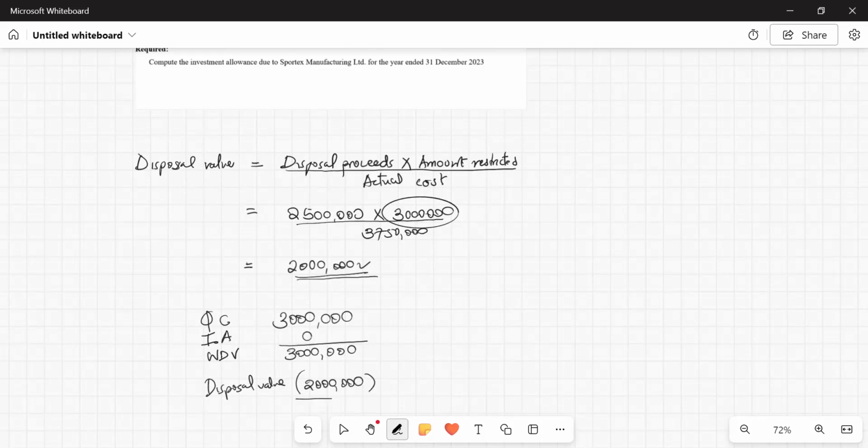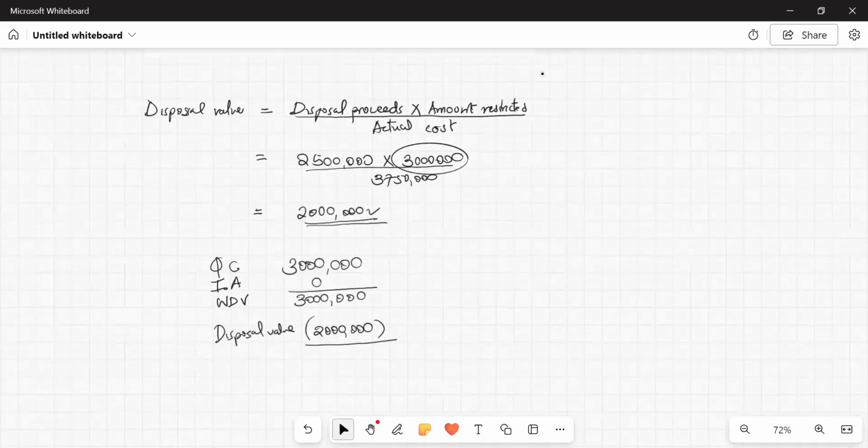In this case, if we subtract 2 million from the 3 million, meaning this vehicle was valued by the company at 3 million, but it has been sold off, disposed of in exchange for 2 million. So meaning there is 1 million here, which is a loss. That million, which is a loss, is called trading loss.